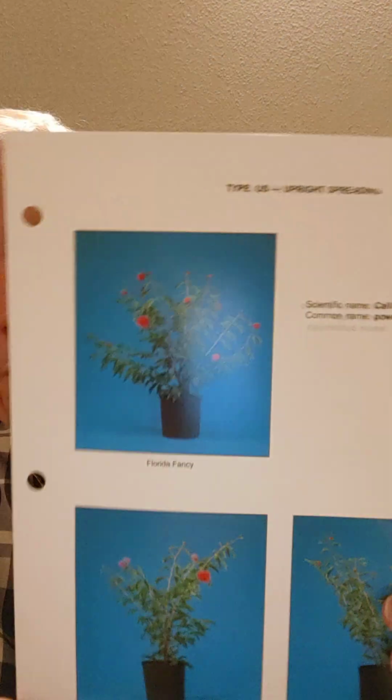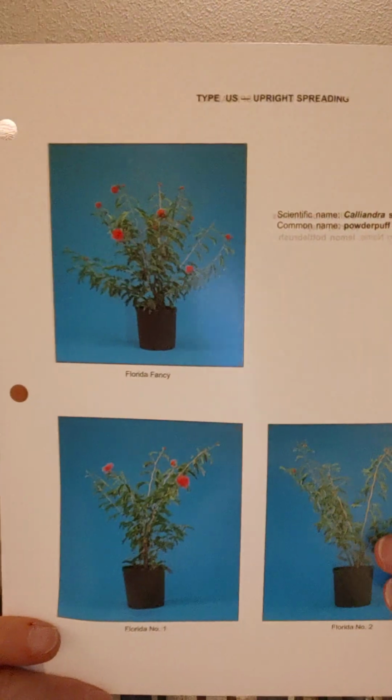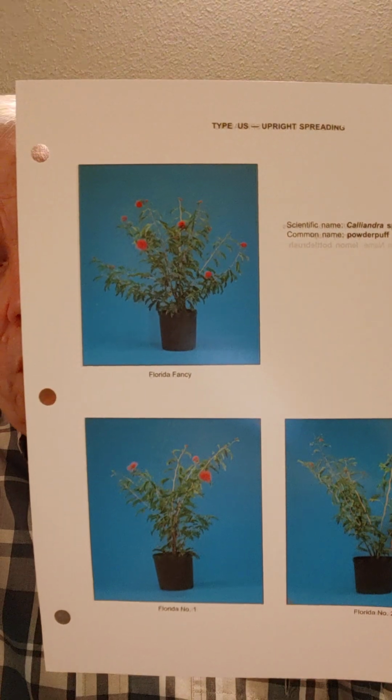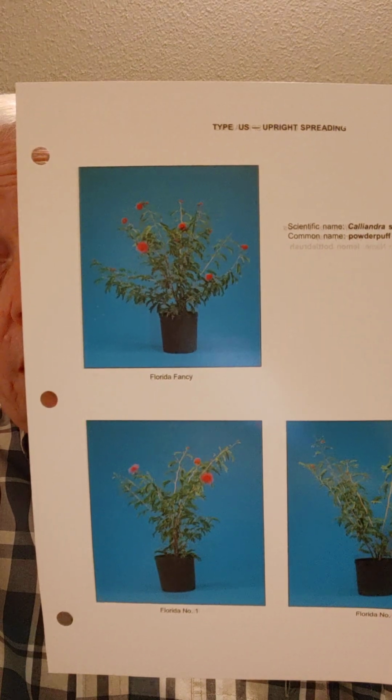Is it upright? Is it spreading? How does it grow? Does it bloom? If it blooms, I'm going to use this as an example of speaking about bloom. If it blooms, when does it bloom? Does it bloom on the old growth or the new growth? And a lot of blooming, like an azalea, is going to happen on the old growth.